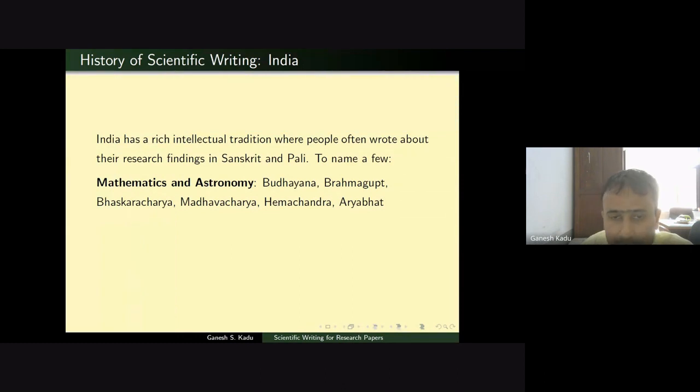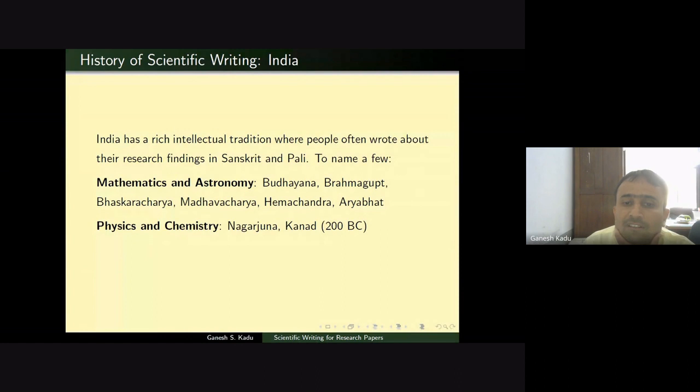And the whole school, I mean, there is a generation of astronomers or mathematicians, and they wrote about their findings. The writings are also so precise, and they are examples worth following. Then there is Hemchandra, Aryabhatta. So there are these mathematicians and astronomers.